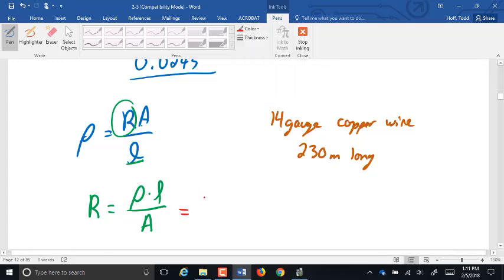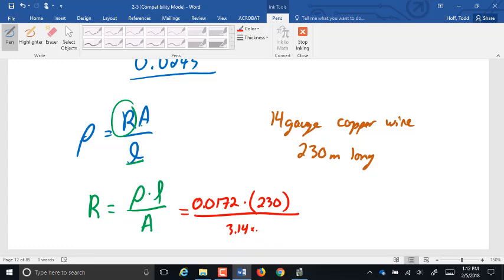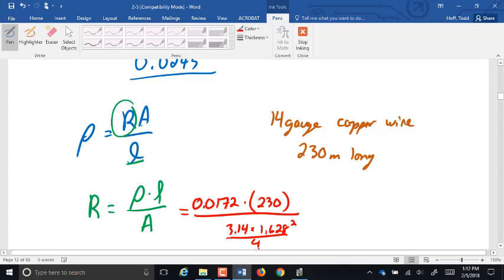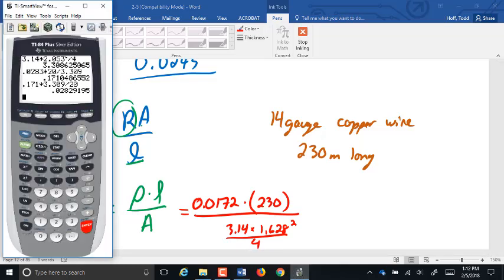So my resistivity of copper, 0.0172. Remember, we're dropping the times 10 to the negative 6 because we're doing our area in square millimeters instead of square meters. Times our length, which is 230 meters, divided by our area, which is going to be pi, 3.14, times 14 gauge, 1.628 squared over 4.